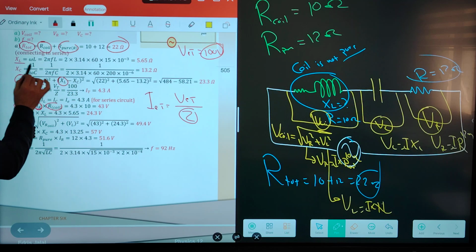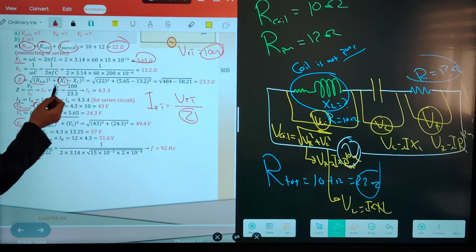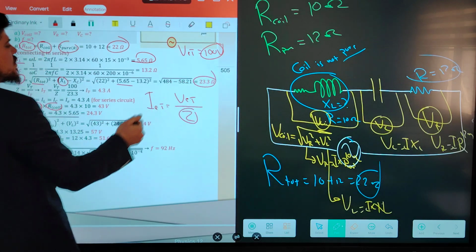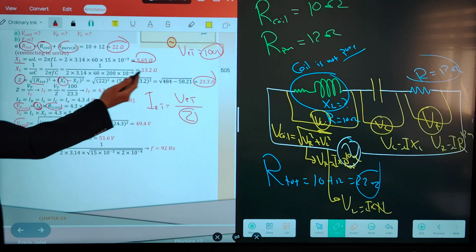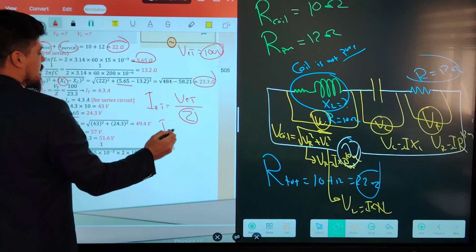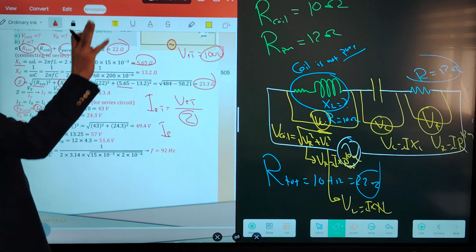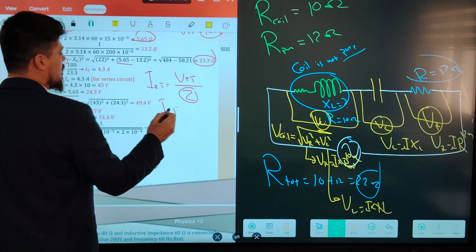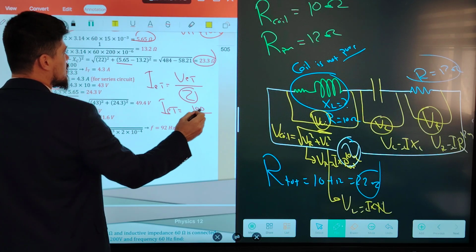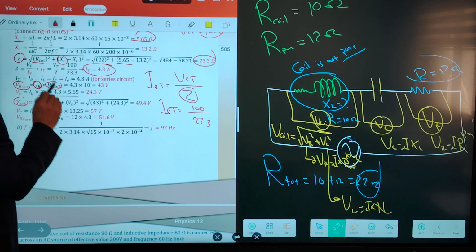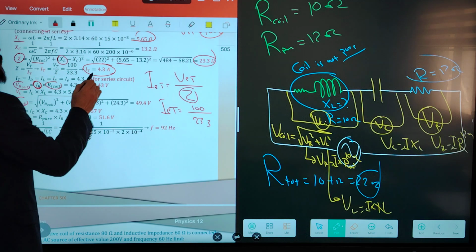XL we didn't have, but we found it by using 2 pi FL, and XC is 1 over 2 pi FC. It's very easy. You can replace in order to find what? Z. Now, do we have Z? Yes. The circuit is series connection? Yes. In series connection, the amounts of the currents are equal? Yes. IE total is equal to what? 100 divided by 23.3, which is equal to what? 4.3 ampere.